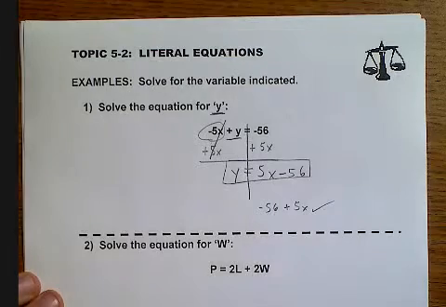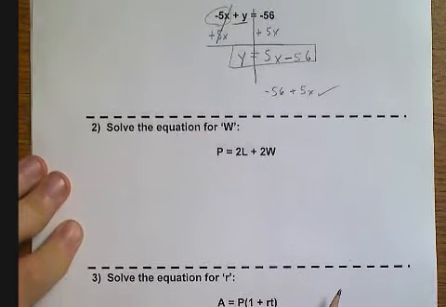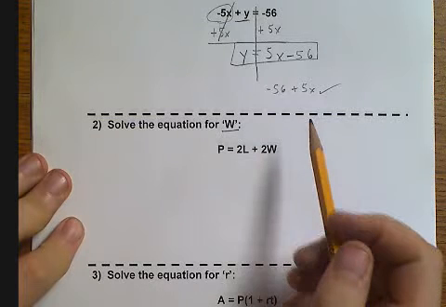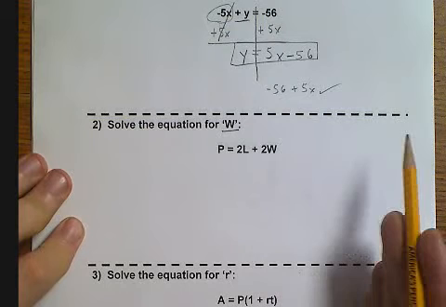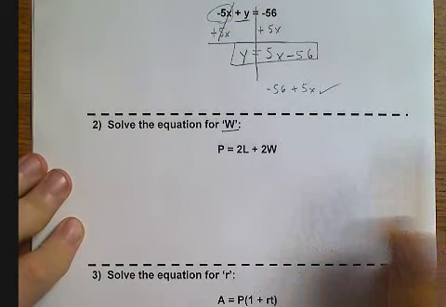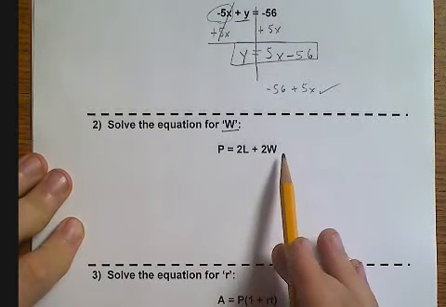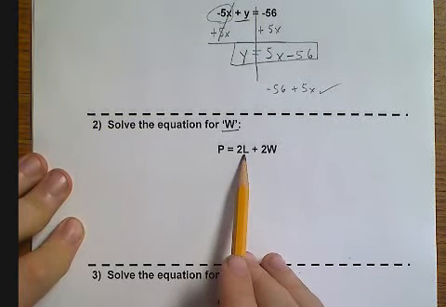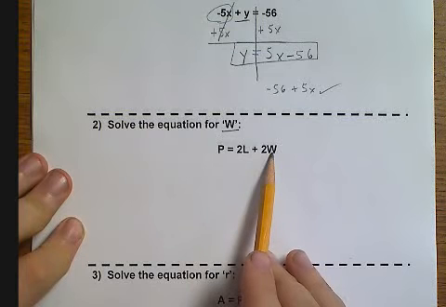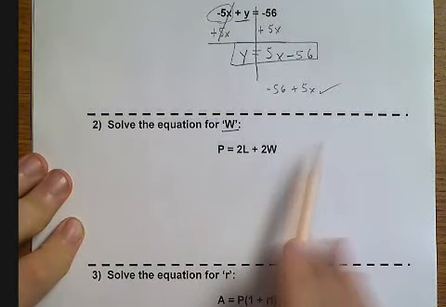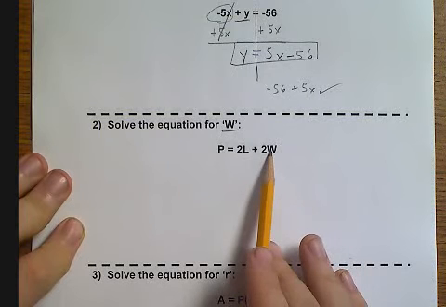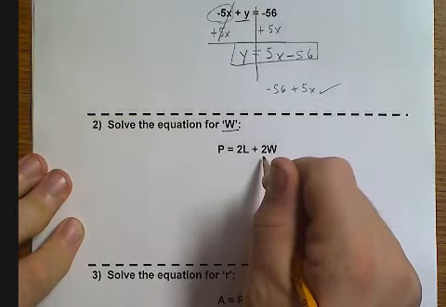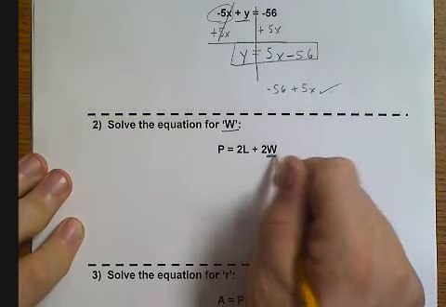Now if we move on to problem number 2, we want to solve for w. Now this is just the simple perimeter equation. If you have a rectangle and we want to find the perimeter of it, you can use this equation. Well, let's say they've given us the perimeter, they've given us the length, and they want us to find the width. Well, instead of plugging these in and solving for the width, we can go ahead and solve for w and make this much easier later. So, we want this w by itself.